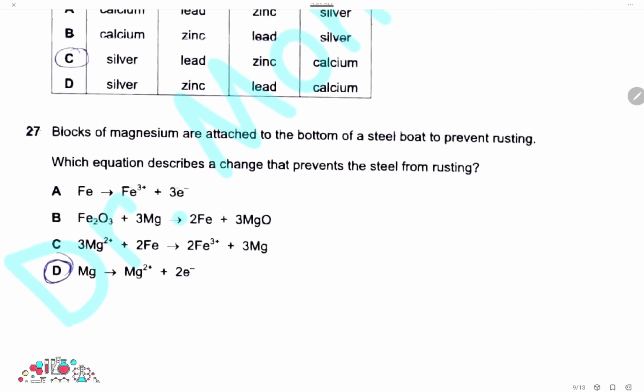Question 27. Blocks of magnesium are attached to the bottom of a steel boat to prevent rusting. Which equation describes a change that prevents steel from rusting? Magnesium can prevent steel from rusting because magnesium is more reactive than iron, so it will ionize in preference to iron, or will ionize and lose electrons instead of iron. So the correct equation will be for the ionization of magnesium. Magnesium loses 2 electrons to form magnesium ions, and the answer will be D.